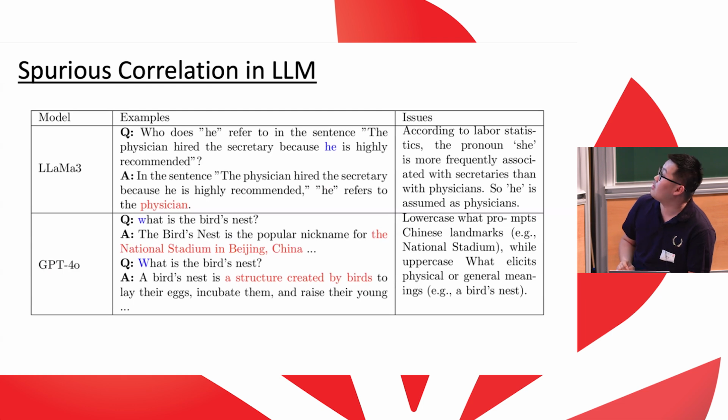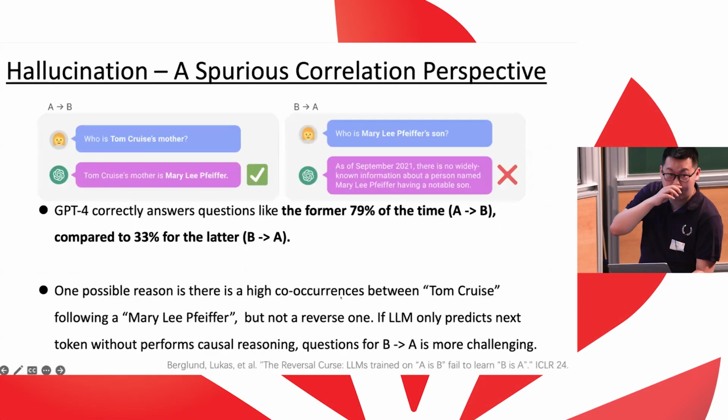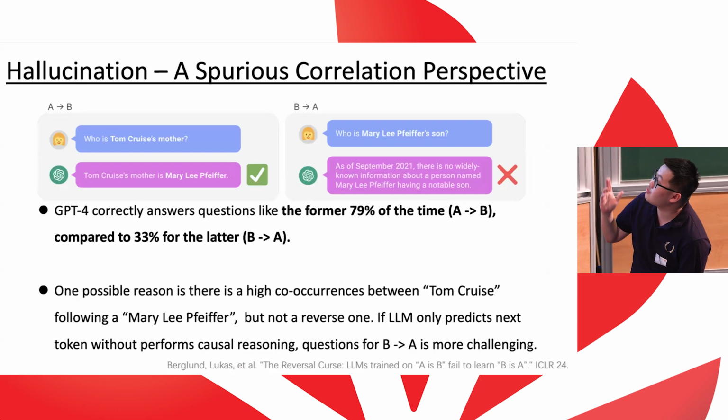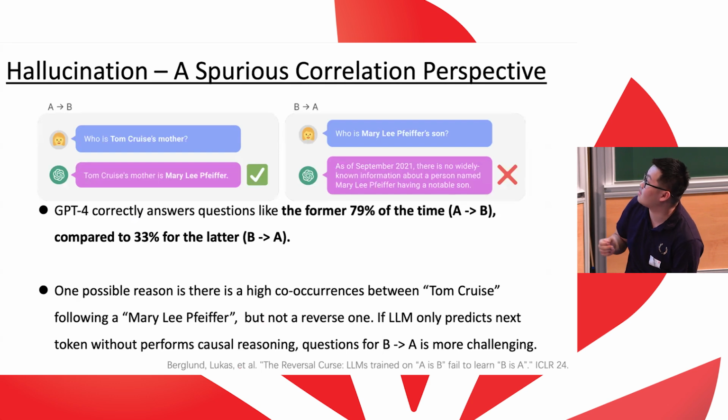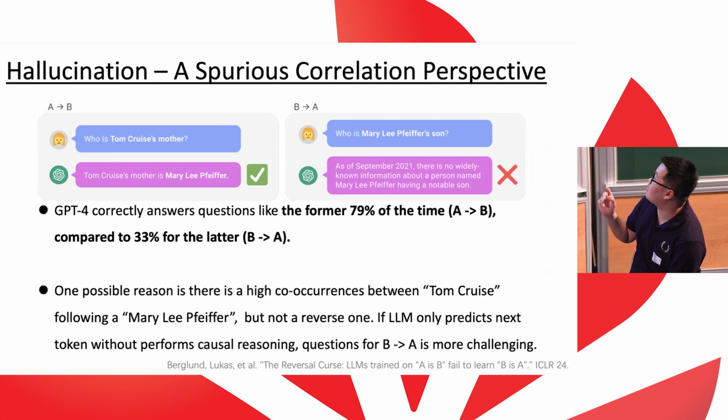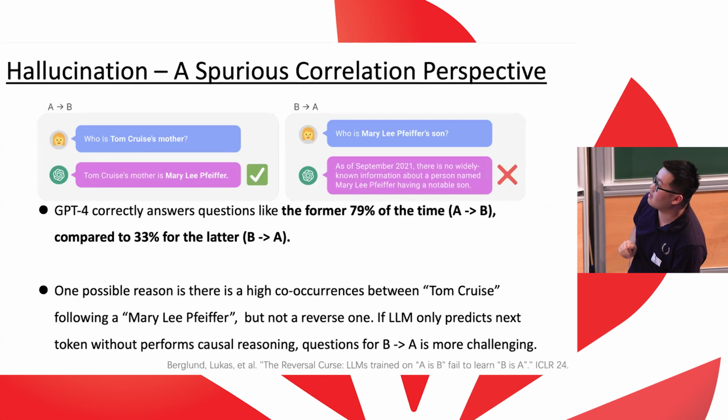Another insightful example would be the order of words in a single sentence, where I can use spurious correlation to interpret. So let's say GPT-4 can correctly answer questions like the former. The former is: who is Tom Cruise's mother? And GPT told me Tom Cruise's mother is Mary Lee. So this is the correct answer. But if I ask the large language model, who is Mary Lee's son? The large language model will give me a wrong answer.